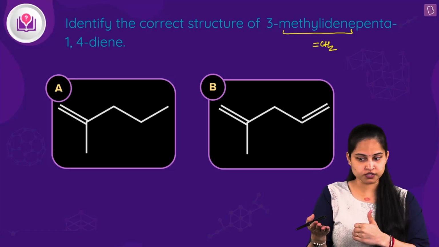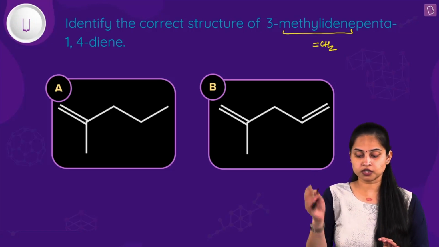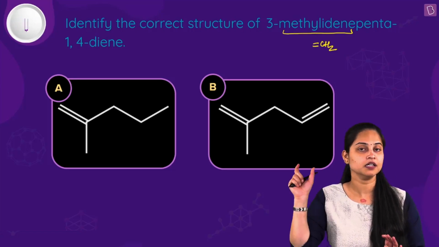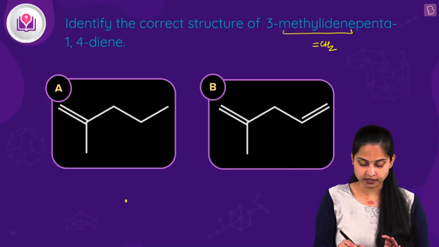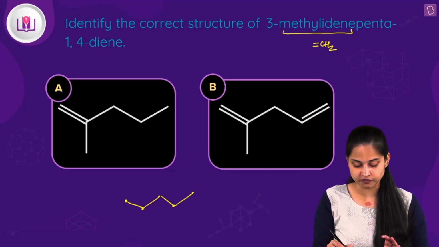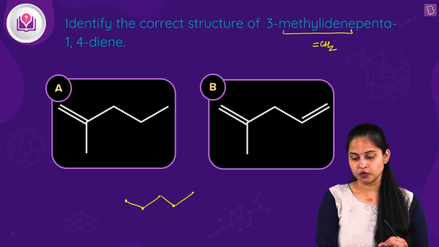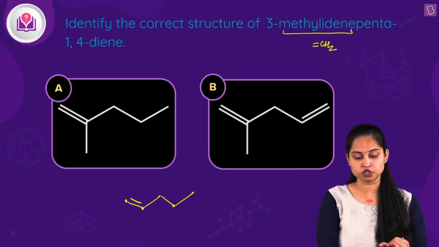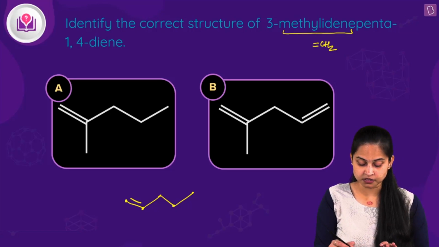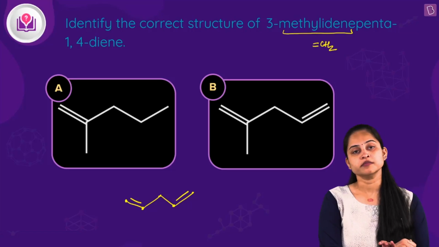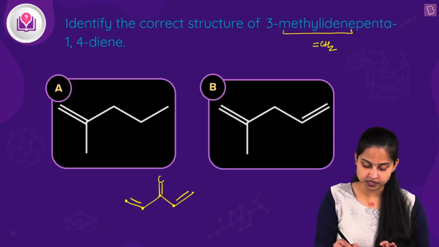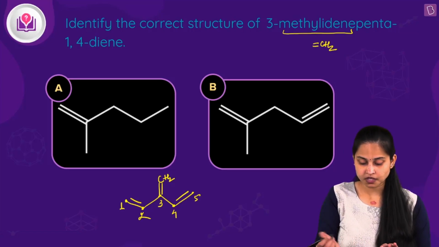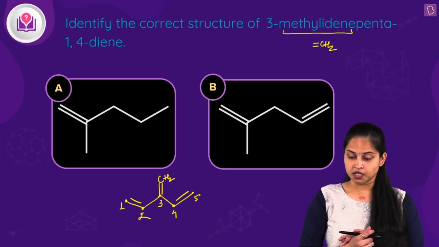If we ourselves draw the structure for this compound, the parent chain consists of 5 carbon atoms because it's penta-1,4-diene. So it's 1 carbon, 2 carbon, 3 carbon, 4 carbon and 5 carbon. At the third position, we have a methylidene group attached. At the first and fourth positions, we have double bonds present, and over here we have a CH2 group. So this is the structure of 3-methylidene penta-1,4-diene.